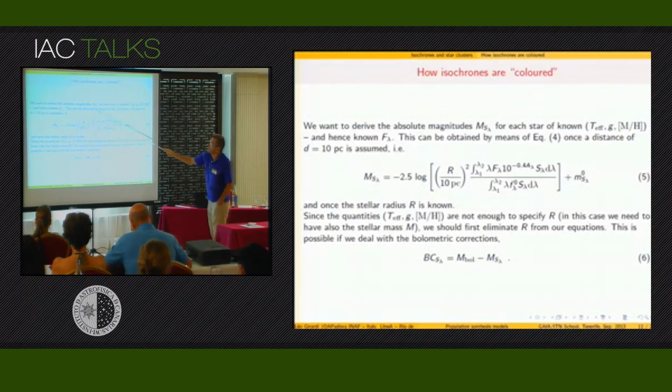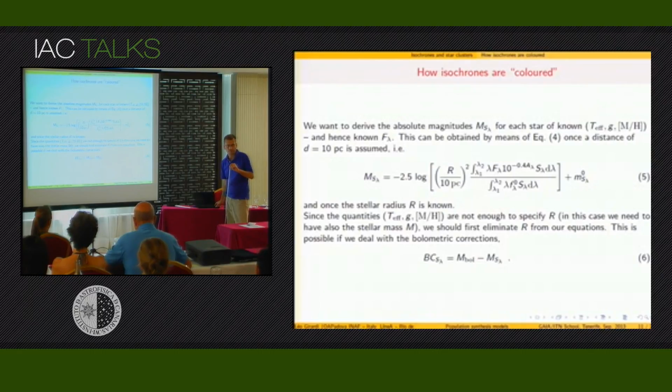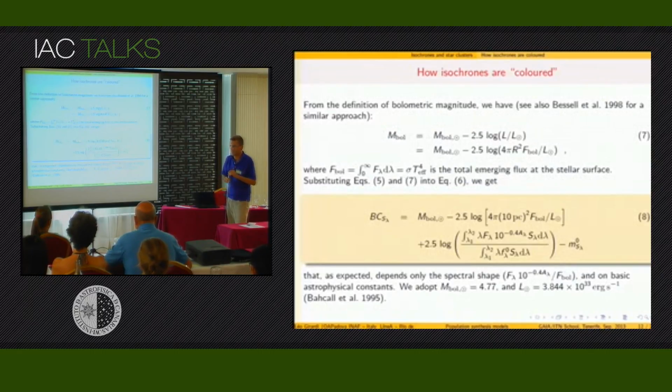But as you see here, we still have the radius of the star. We should get rid of that because the radius is not in the library of spectra we have. You get rid of this radius just by working with bolometric corrections. The definition of bolometric corrections is here. It's just the difference between the bolometric magnitude of the star and the absolute magnitude in a given filter.